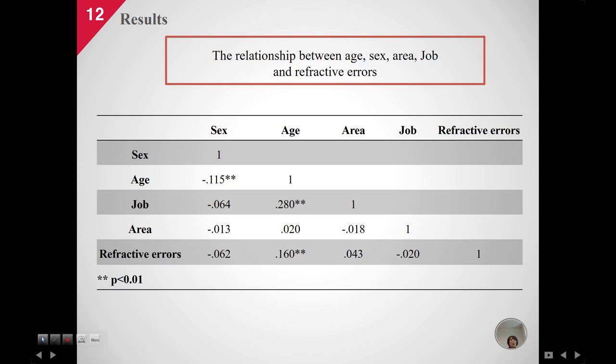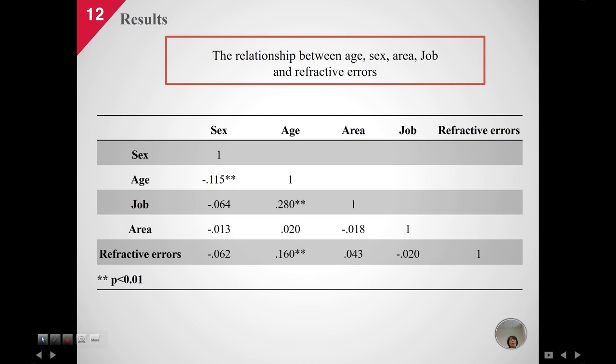The next thing is the relationship between age, gender, job, and refractive errors. In the correlation between refractive abnormalities and gender, the value is minus 0.062, which is close to 0, and the p-value is 0.059, which means that refractive abnormalities and gender are not correlated. Also, you can see that refractive abnormalities and occupation are not correlated.